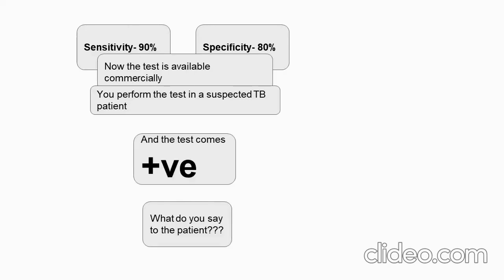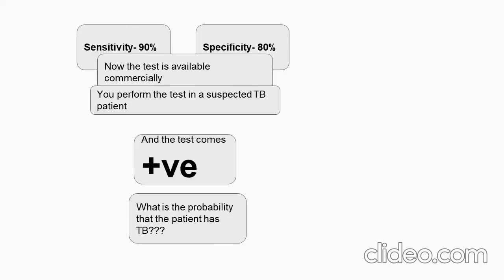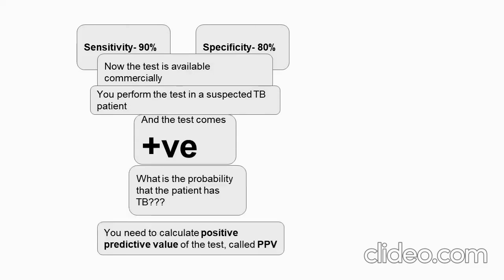Now the test is available commercially for clinical use. As a clinician, you receive a patient with suspected tuberculosis and you perform this new test. The test comes to be positive. What do you say to the patient regarding the diagnosis? What is the probability that the patient has tuberculosis?